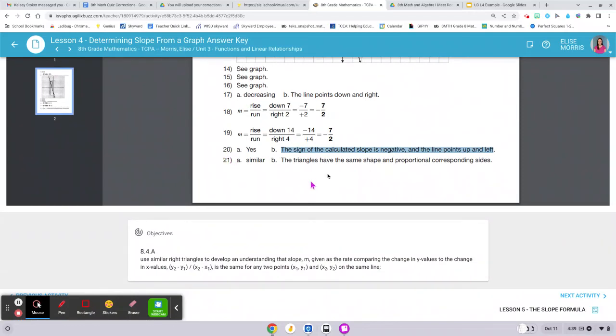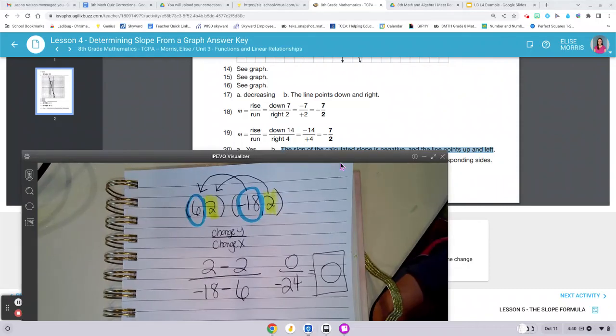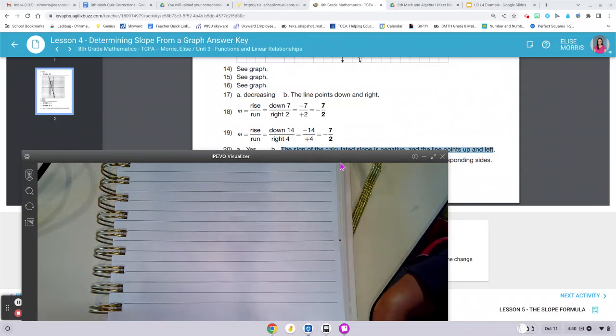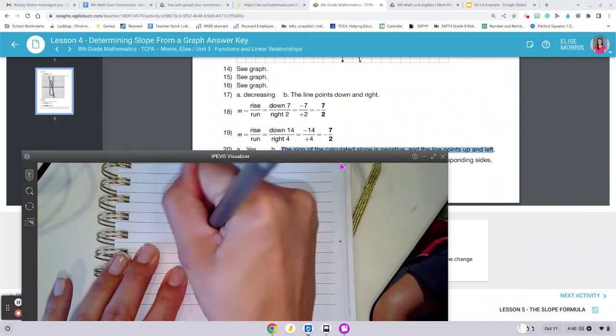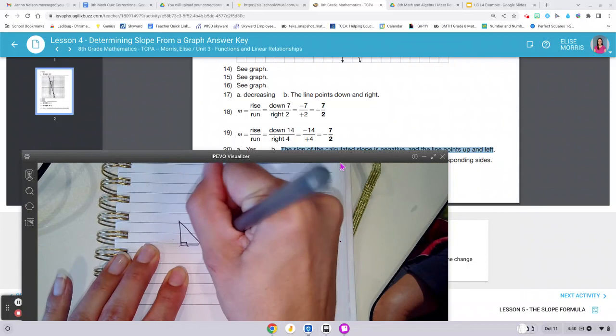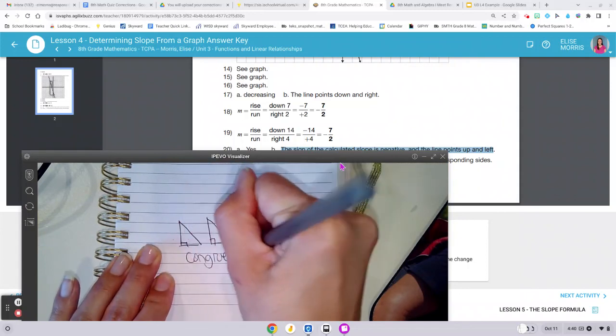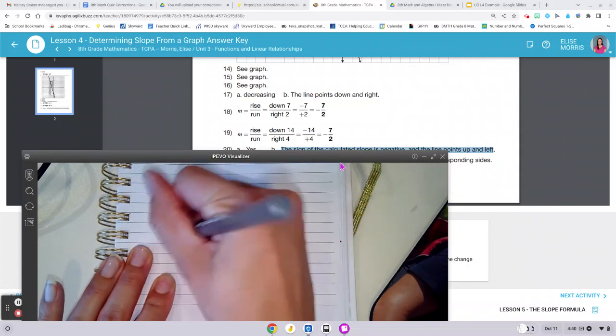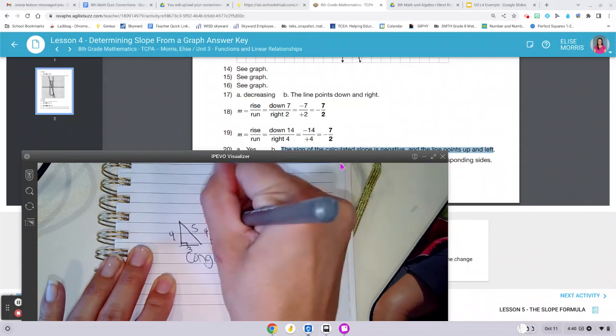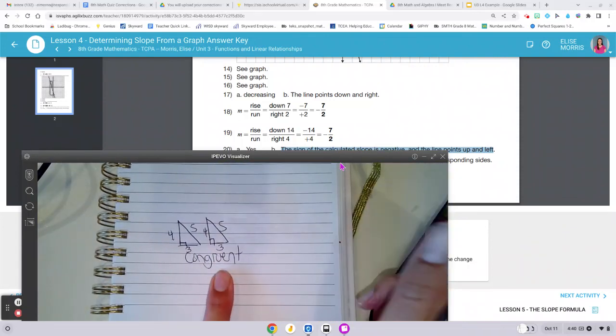All right, number 21. I did want to do this for you because we haven't talked a lot about this actually at all. So this would have been a prior year that you talked about similar triangles. And so similar versus congruent. So real quick lesson there. Similar versus congruent. Congruent triangles are exactly the same. Let's say the sides are 3, 4, and 5, and this side is 3 and 4 and 5. They are exactly the same.